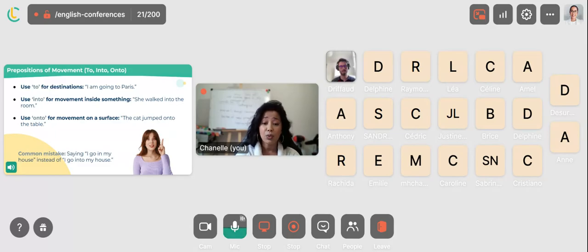We use into for movement inside something. For example, she walked into the room. And we use onto for movement on a surface. For example, the cat jumped onto the table. A common mistake is saying I go in my house instead of I go into my house.